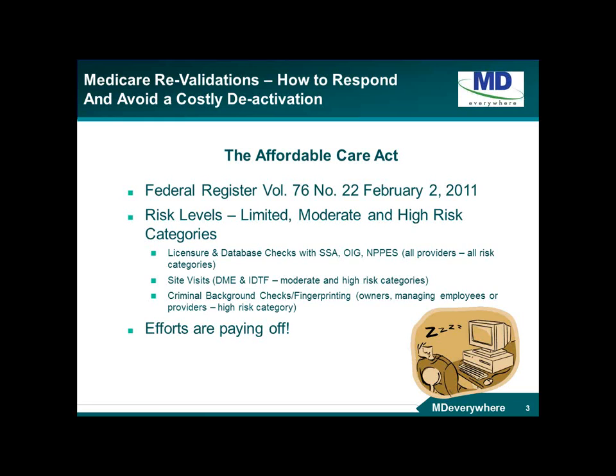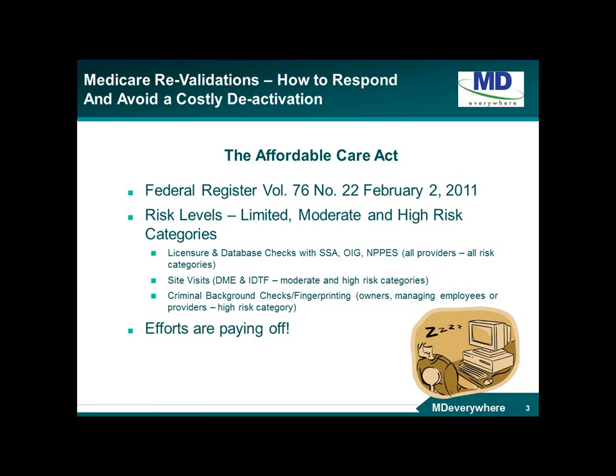Second, the moderate risk category includes community mental health centers, comprehensive outpatient rehab facilities, hospice organizations, IDTFs, independent clinical laboratories, and non-public, non-governmental owned affiliated ambulatory services. Finally, there is the high-risk category, including home health agencies and suppliers of durable medical equipment, prosthetics, orthotics, and supplies.